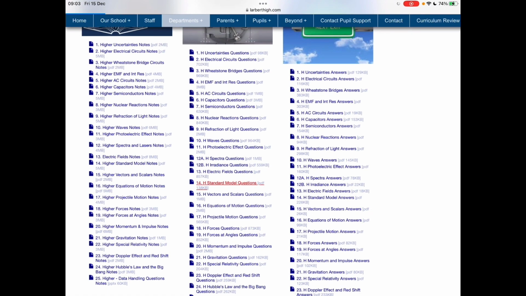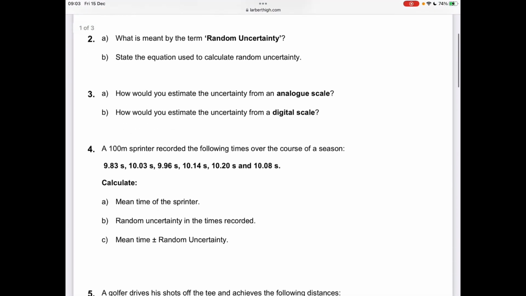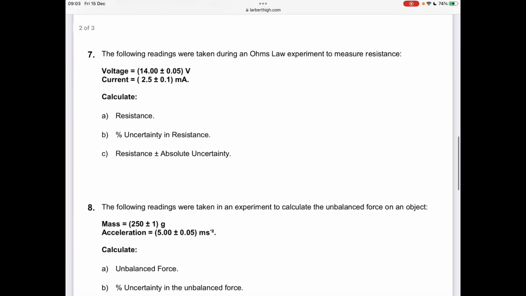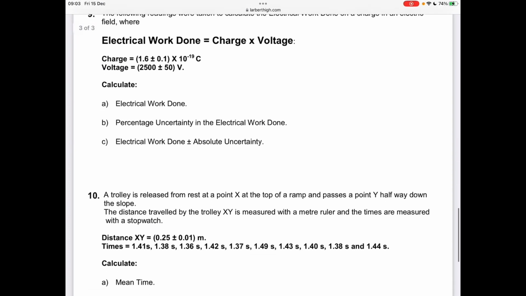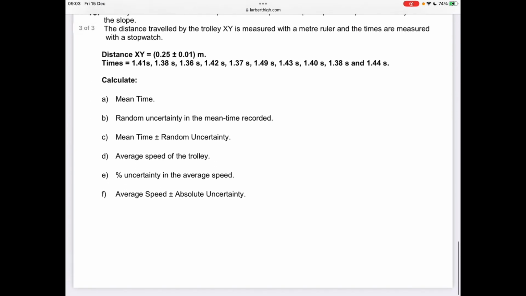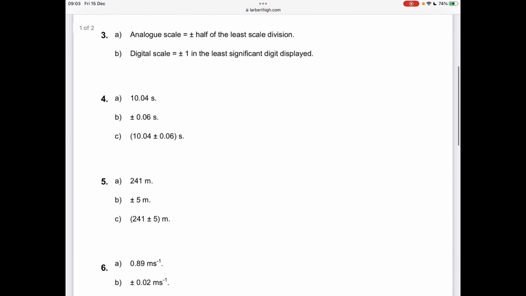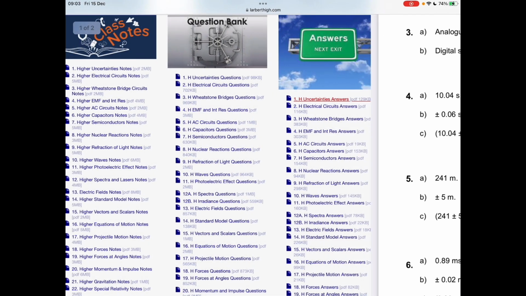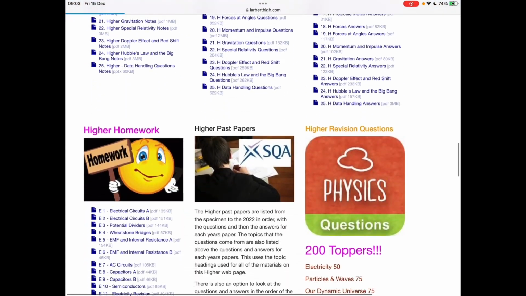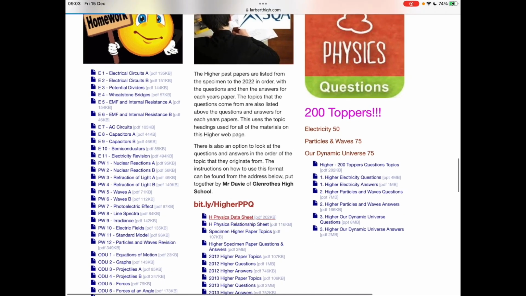Question banks, well, if we look at uncertainties question bank, you've got plenty questions for uncertainties, looking at different sets of data and finding out different percentage uncertainties, absolute uncertainties, etc. for all these questions here, and you have answer files as well. However, these answer files are just the numerical solutions, not the full worked solutions. Now if we scroll down, we have got higher homework exercises you can work on as well, higher past papers.